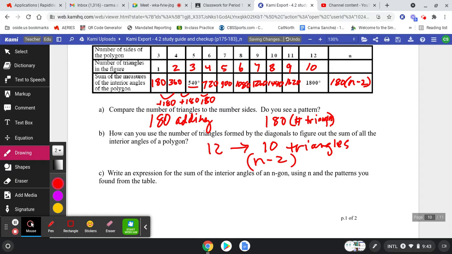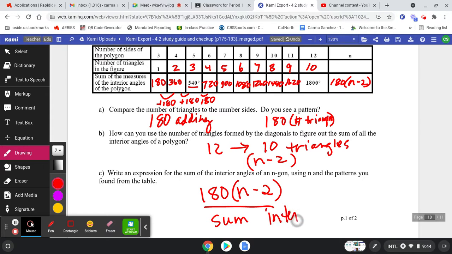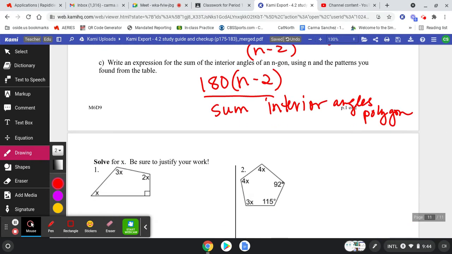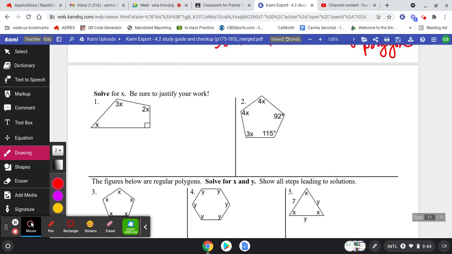So writing the expression of this, we're always going to use this 180 times the number of triangles, which is our n minus 2. And this is the formula that we're going to use every time we're trying to calculate the sum of the interior angles of a polygon. Now we're going to go practice some of this work. In order to do these questions, we have to know this formula.